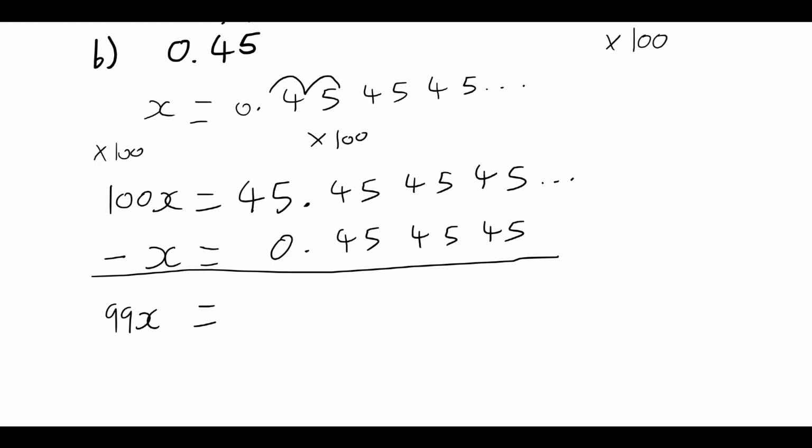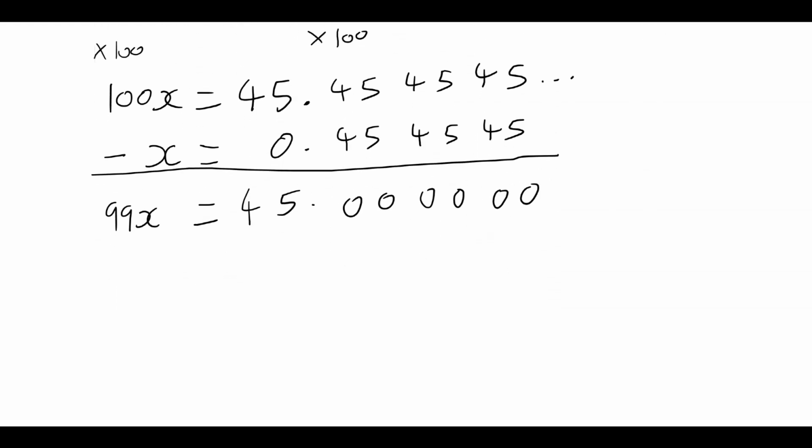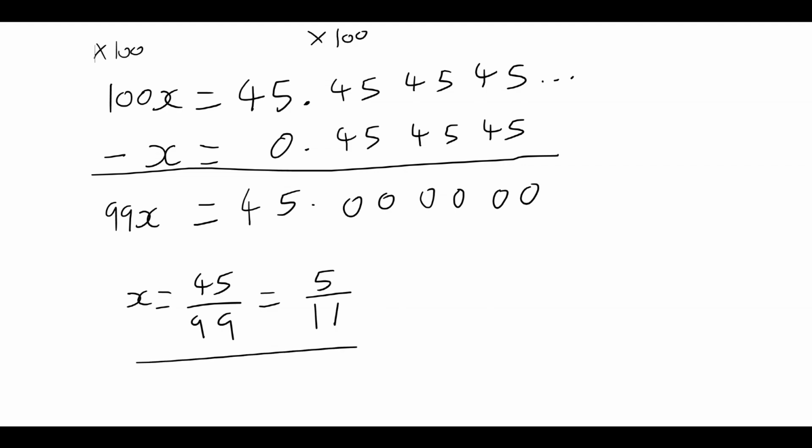On the right hand side, I have 5 take away 5, 0, 4 take away 4, 0, 0, 0, 0, 0. 5 take away 0 is 5, 4 take away 0 is 4, giving me 99x is equal to 45. I then divide both sides by 99, and I have x equals 45 over 99. We can divide both sides by 9, giving me 5 over 11 as my answer.